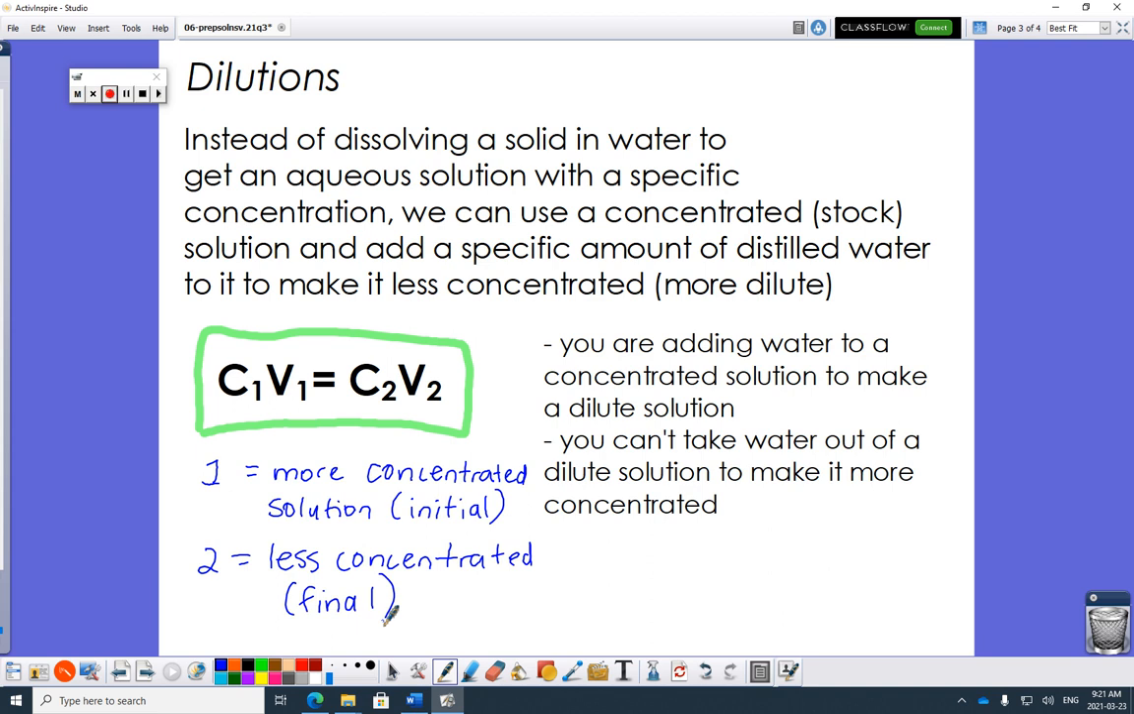We're going to take a little bit of the stock solution, put it in distilled water to make it less concentrated. This is an equal sign. It doesn't really matter which you put first, but it does have to go together. So the information for the more concentrated solution goes together, and the information for the less concentrated solution goes together.